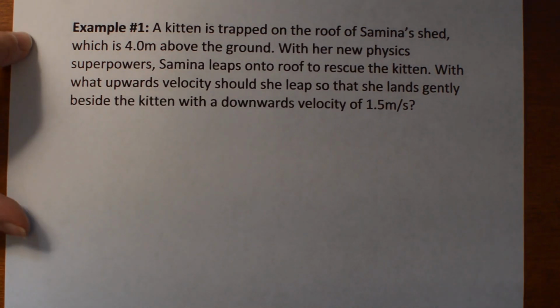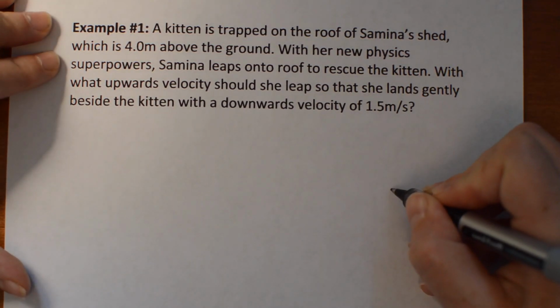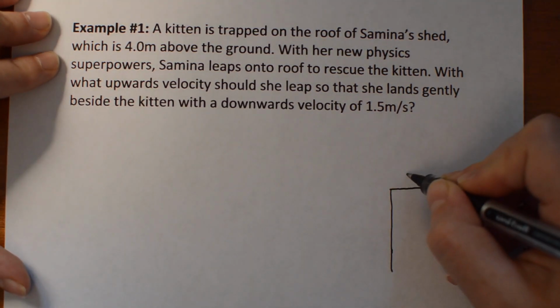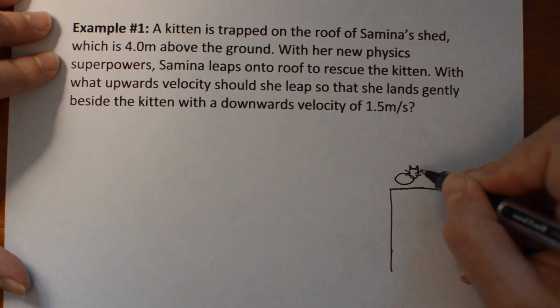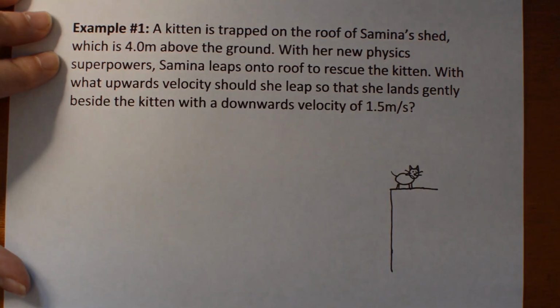First thing you want to do when you're solving a problem is draw a picture as you read through the problem. So here we know a kitten is trapped on the roof of Samina's shed, so I should draw a shed here. And there's a kitten on top. There it is. Draw some whiskers on maybe. Your kittens don't have to look like kittens, it can just look like a blob, that's fine.